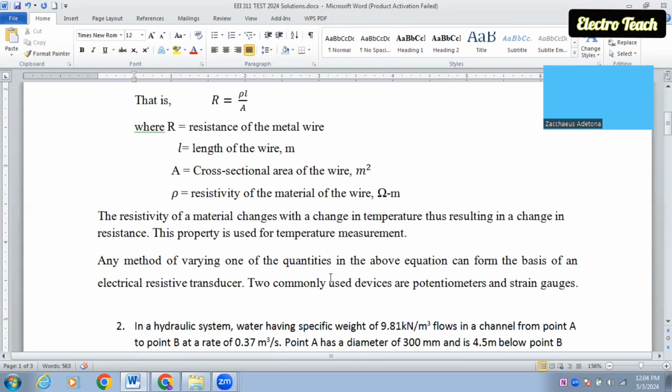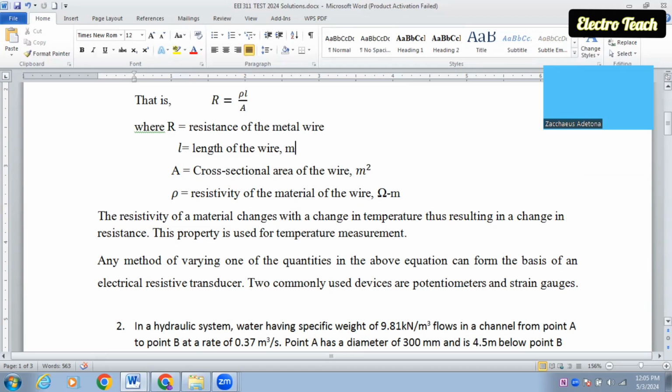So an electrical resistive transducer can be made using any of the above variables. But mostly the resistivity changes due to change in temperature. So we can utilize that change in resistivity as a result of change in temperature to construct a resistive method of temperature measurements. We have common devices that work on this principle, and these are potentiometers and strain gauges. They are based on resistance change brought about by change in temperature.